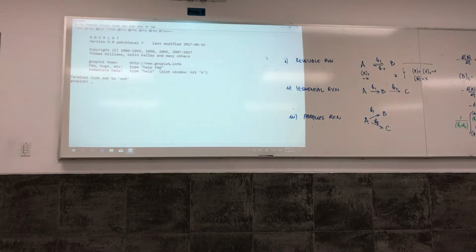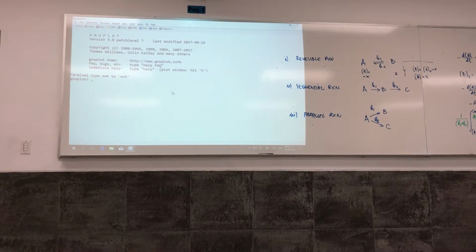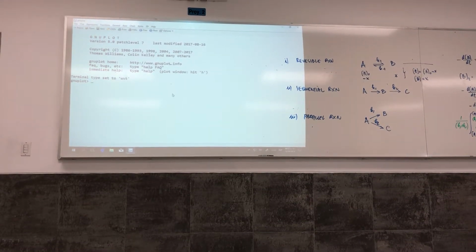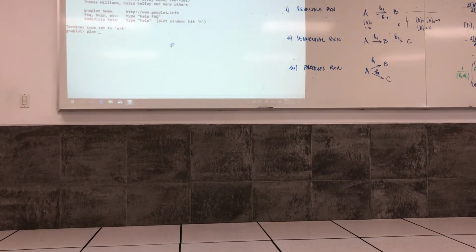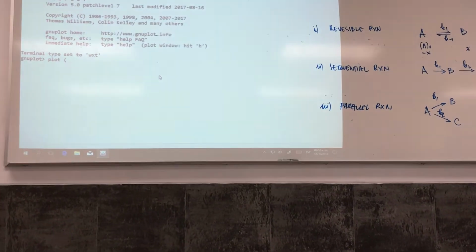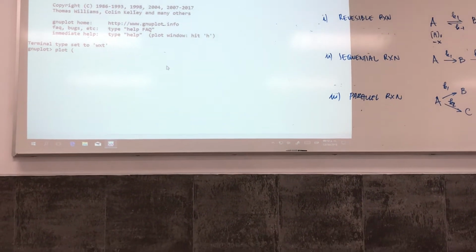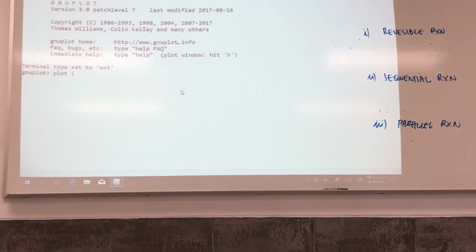So I'm going to open a new plot, and we are just going to write an equation. Let's first write the equation for A. So I'm going to do plot. Let's assume A0 is 1. So I won't write the initial concentration, it's just going to be 1.